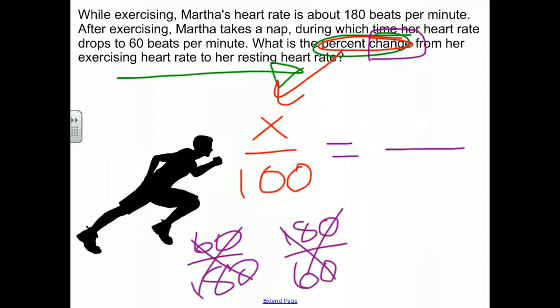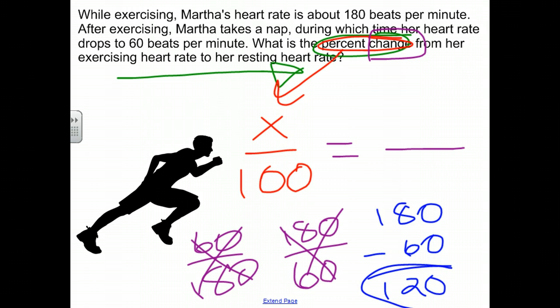Well, the only thing that changed in this question is the number of beats per minute, from 180 to 60. So that change is 180 minus 60. It dropped by 120 beats. Now, this 120 beats represents the change from exercising to resting, so that 120 beats is related to our x. That is the change.